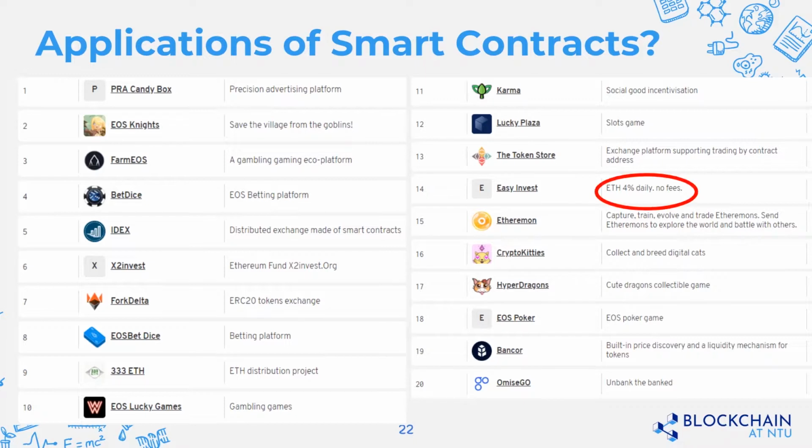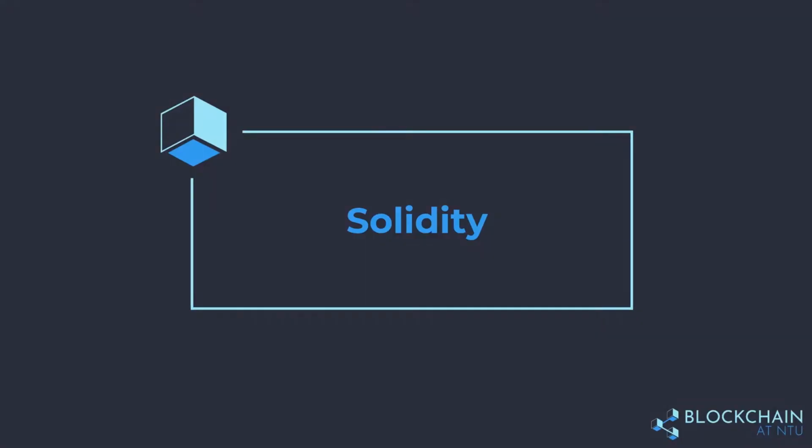Now if you all take a look at number 14, it says easy invest, ETH 4% daily, no fees. That sounds pretty wonderful, right? Every day you get 4% of your investment in Ethereum, no fees. So I don't know if you find this interesting, but we'll take a closer look at it towards the end of our lecture. Okay, just keep it in mind first.